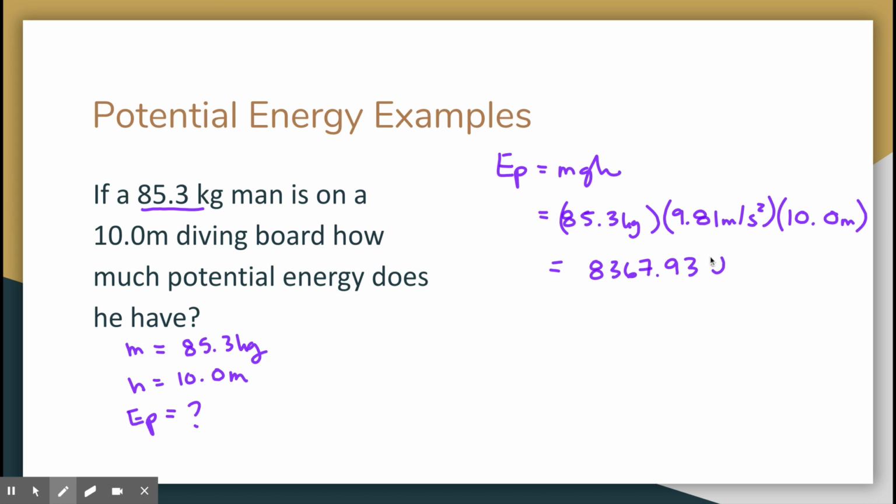Significant digits though, I get 3, so 8.37 times 10 to the third. I'm going to move the decimal 1, 2, 3 spots until that first number is between 1 and 9. And my units is joules.